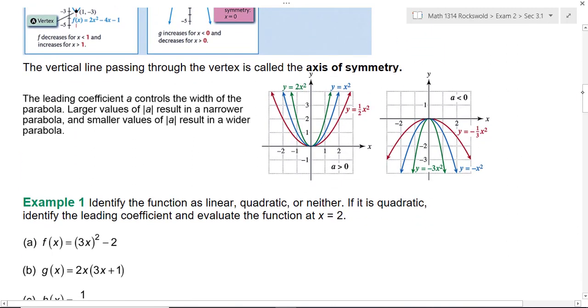The leading coefficient not only determines whether or not the parabola opens up or down, it also determines if it's wider or narrower. Our parent function here would be this blue graph, y equals x squared. If we have a number bigger than 1 that x squared is being multiplied by, that parabola is going to be narrower. It's going to open narrower than just your parent function of y equals x squared. If you have a proper fraction between 0 and 1 that x squared is being multiplied by, you're going to end up with a wider opening on your quadratic equation. So that leading coefficient determines a lot of things, and it's important to identify what it is.